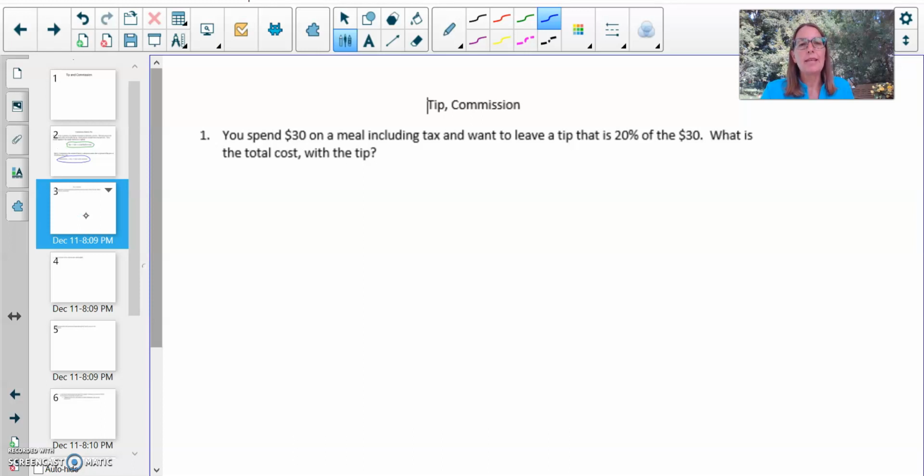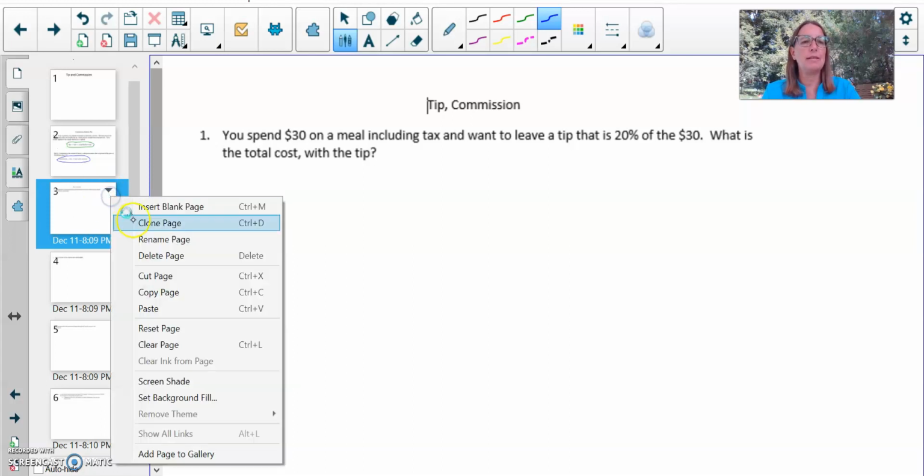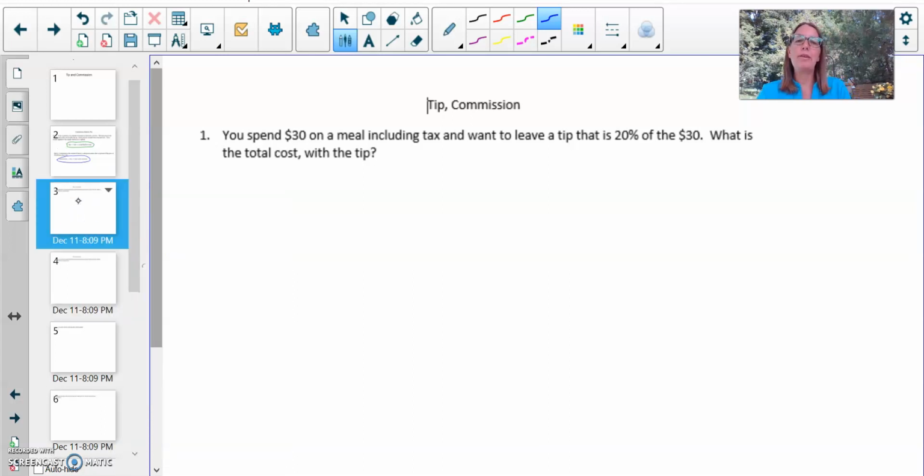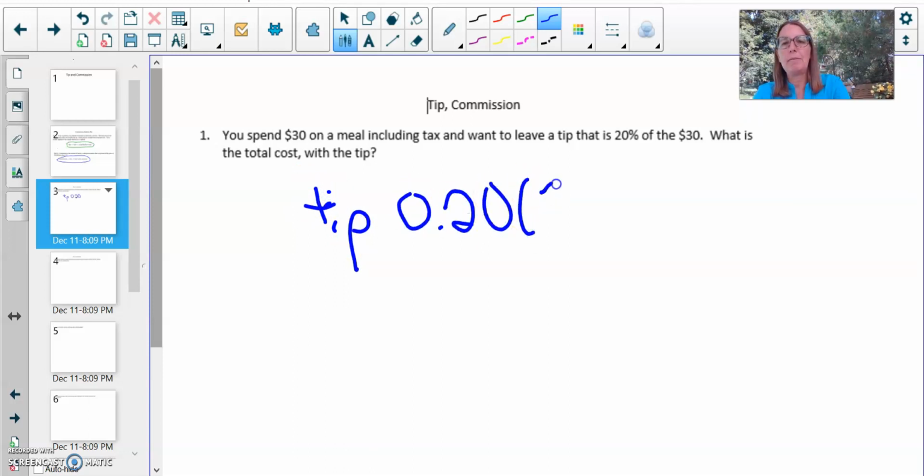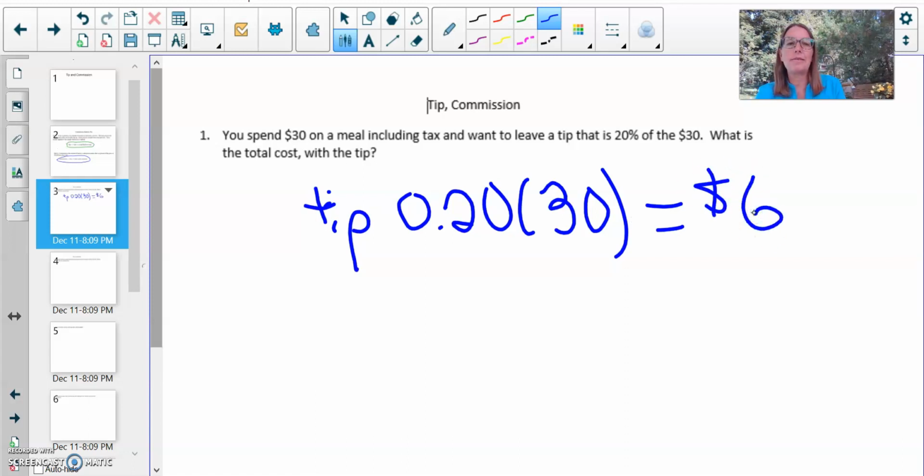You spend $30 on a meal including tax and want to leave a tip that is 20% of the $30. What is the total cost including tip? We're going to look at this two different ways. So one method you could do is you can first figure out the amount of the tip separate. So I can change 20% to a decimal, multiply it by the original price, use my calculator to multiply it out. The amount of the tip ends up being $6.